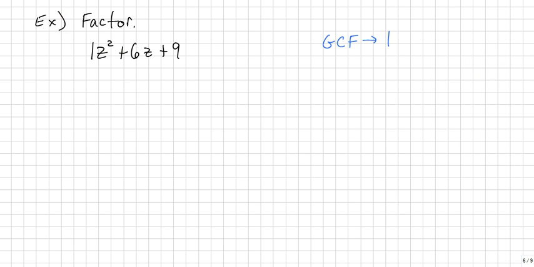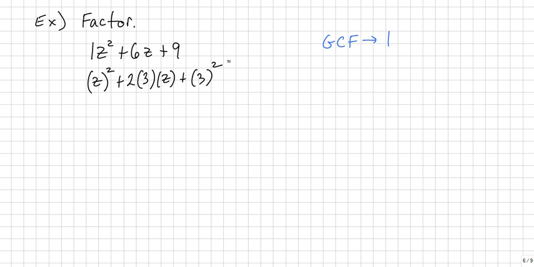So z squared we could write as z squared. 6z we could write as 2 times 3 times z to get the 6. So 2 times 3 times z. And then 9 we could write as 3 squared.